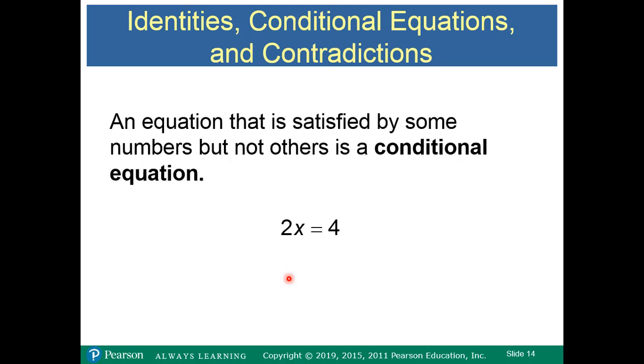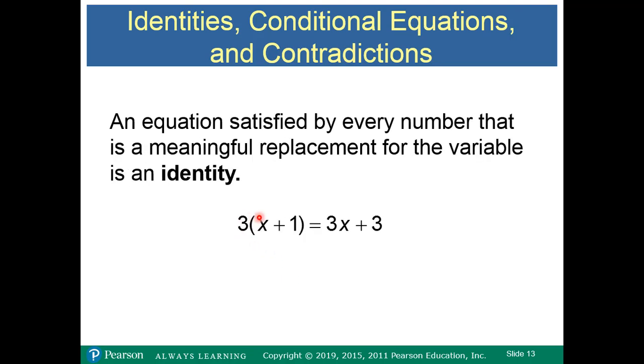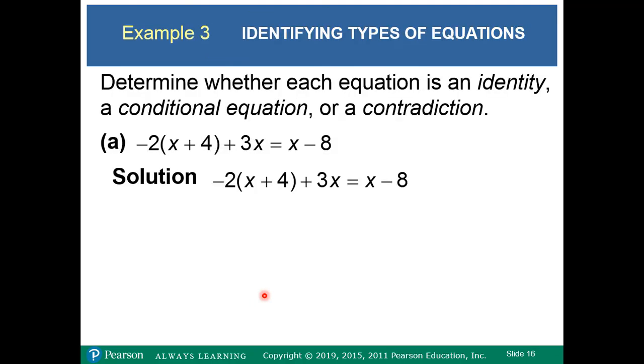With an identity, if you distribute, like in this case, and you get rid of the x's, you get 3 is equal to 3, which is always true, regardless of what x is. So that's how you can easily tell whether you have an identity or a contradiction. If x doesn't drop out and you get x equals 3, or x equals something or other, then you know it's a conditional statement.